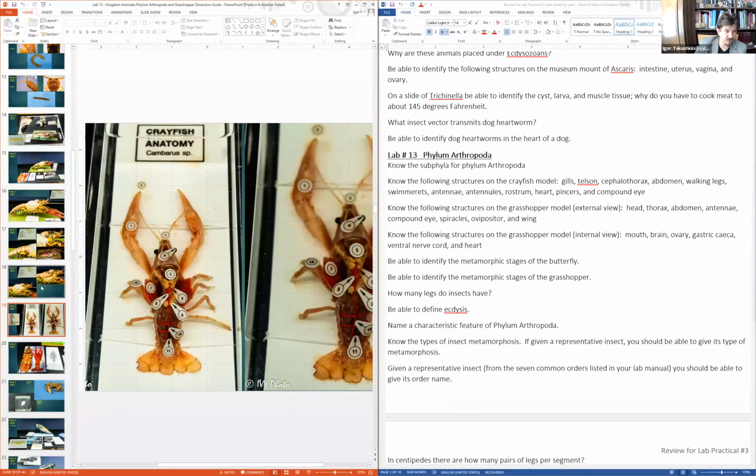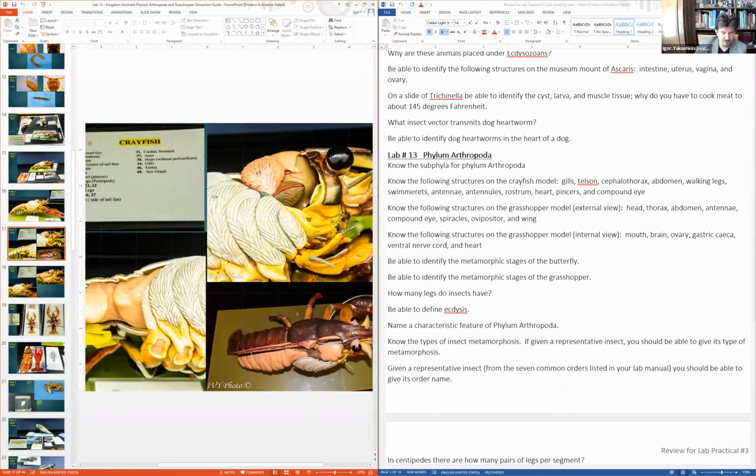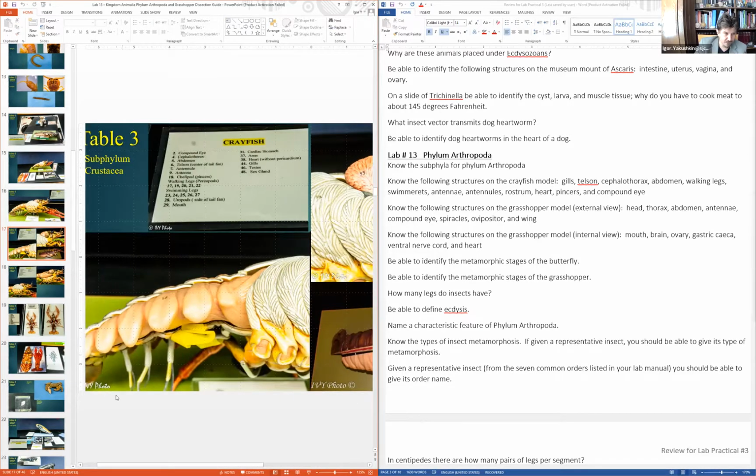Cephalothorax. On this one, you can clearly see it's the head and the chest together, and this is the abdomen. Then what else do we need to see? Gills, telson, cephalothorax, abdomen, walking legs, the walking legs right there. Now swimmerets. Swimmerets will be underneath the abdomen. You will see those tiny little structures, much smaller. They send the water toward the gills.